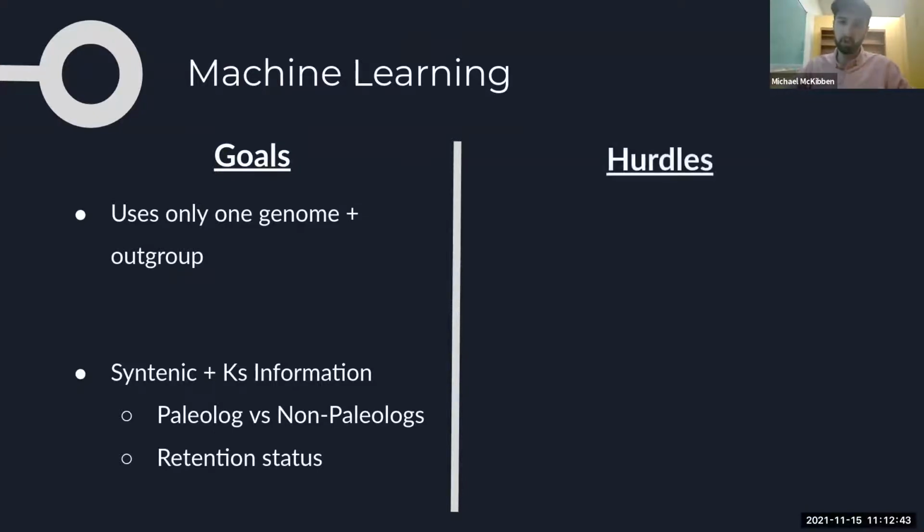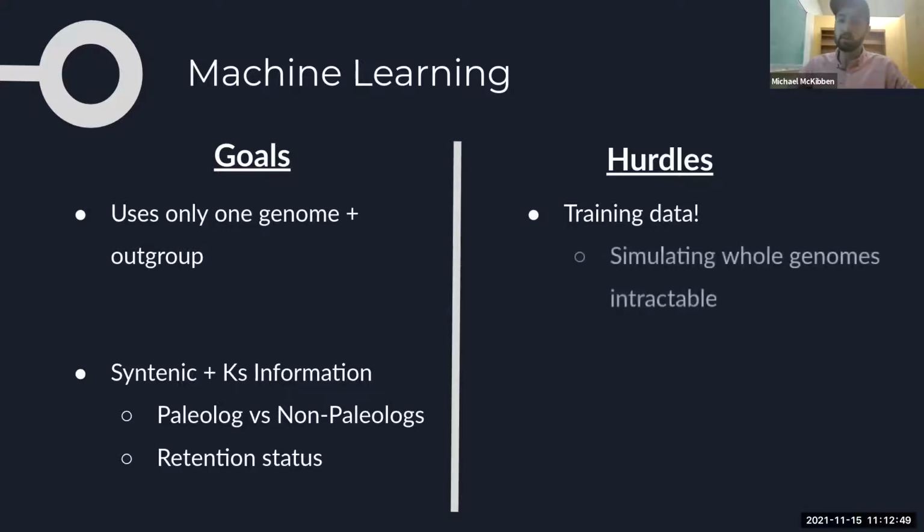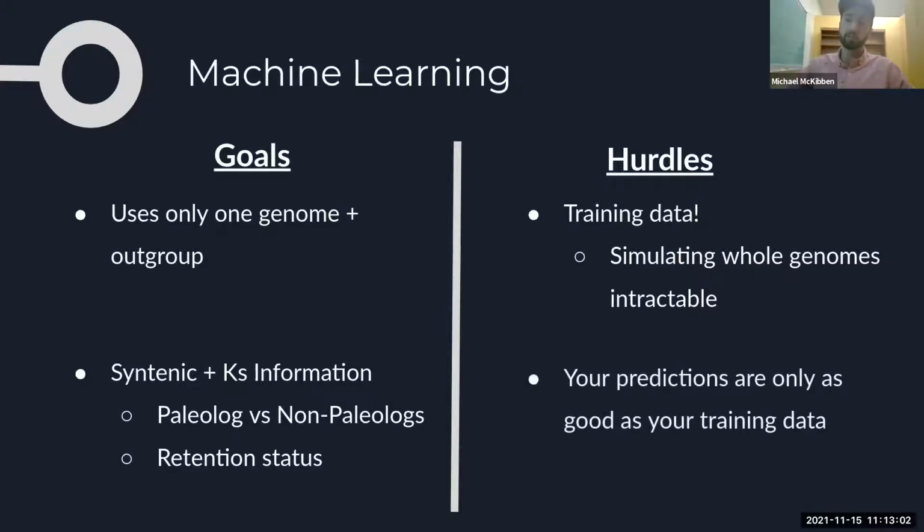But there are some major hurdles in accomplishing this task. With all machine learning, training data is a heavy limitation. In my case, simulating whole genome duplications and their entire evolutionary history in a diploidized plant genome can be very intractable if I want to cover all possible parameter space. And similarly, what plagues all machine learning is that any assumptions I make in my training data will necessarily be passed down to my later predictions.